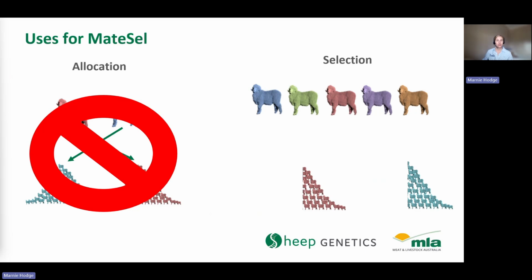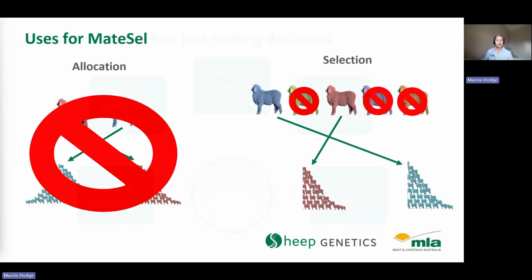And that's instead of just allocating this ram to this group of ewes and this ram to the other group of ewes, what we want to give MateSel is the potential increased and expanded list of rams to join from, to let MateSel make the decision based on the optimized result of progeny, based on all potential rams that you have to join from and all potential ewes that you have to join from. So letting MateSel identify which rams are the most appropriate to join over which ewes.